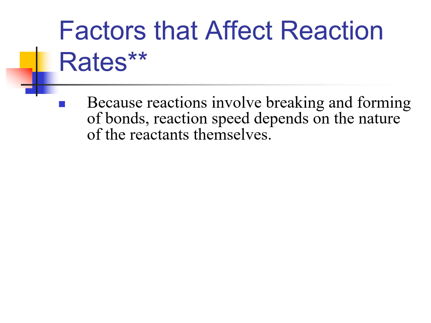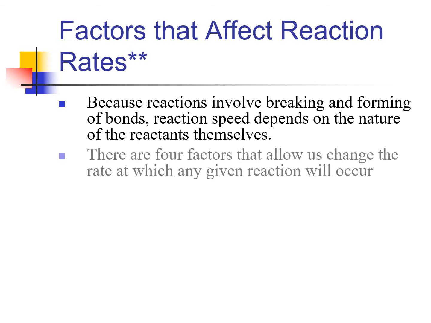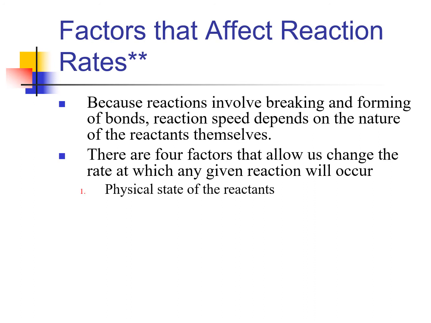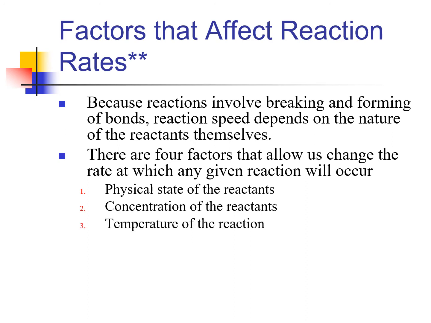Because what we're dealing with is bonds breaking and bonds forming, reaction speed depends upon the nature of the bonds and the reactants themselves. And there are four factors that will allow us to change the rate at which any given reaction will occur. One will be the physical state of the reactants, one will be the concentration of the reactants, one will be the temperature of the reaction, and one will be the presence of a catalyst. And this is what we'll look at throughout this chapter. This is again an overview.